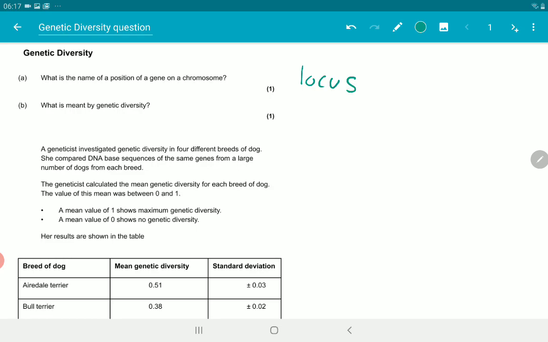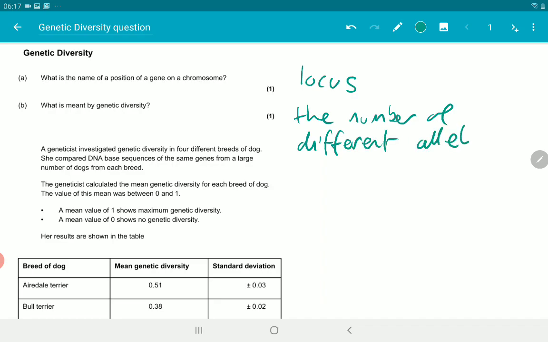What is meant by genetic diversity? That would be the number of different alleles. Really important. Alleles of genes in the gene pool.